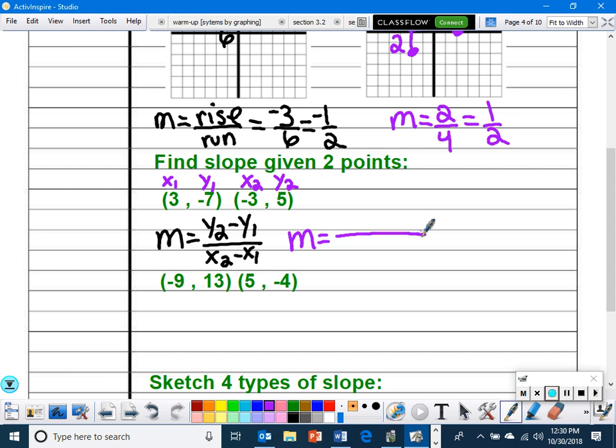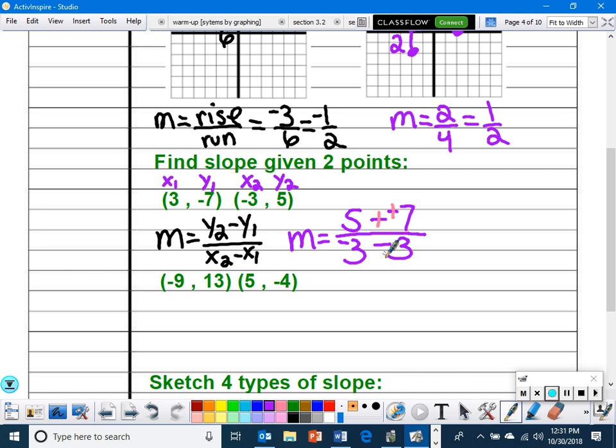So we're going to take the y2, which is 5, minus the y1, which is negative 7. Now, don't forget, a minus a negative becomes a plus positive. Don't forget to switch signs when necessary. The bottom is going to be x2, which is negative 3, minus x1, which is 3. Okay, so here it's going to stay minus 3.